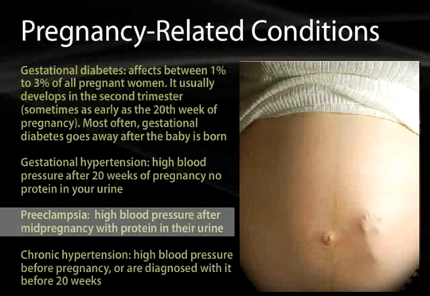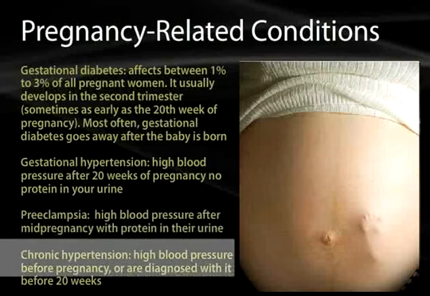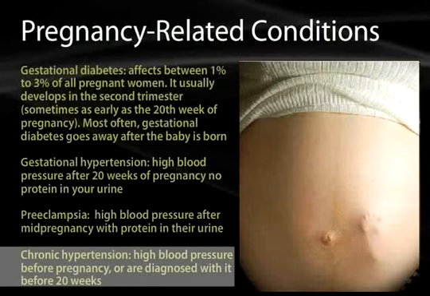Preeclampsia, which is typically a result of having a small, undersized placenta, can drive up blood pressure towards the mid to late pregnancy, with protein in the urine. The only resolution is that you have to give birth, and that will resolve the preeclampsia, but it can oftentimes mean premature birth for the baby. And then if there's chronic hypertension, which already exists prior to the pregnancy, that's going to be exacerbated and needs to be diagnosed before 20 weeks of pregnancy.